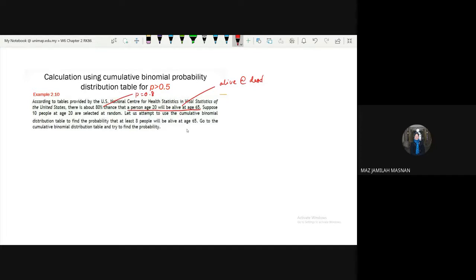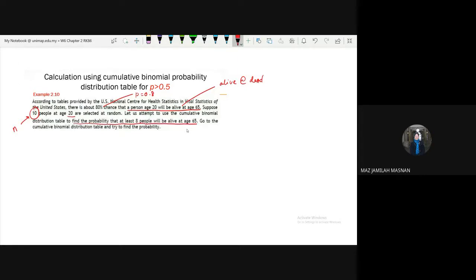Now, what else do we have in the question? Other than p of 0.8, we are talking about life and death, and suppose 10 people. This is your keyword: 10 people at the age of 20 are selected at random. That means n is 10. So what is the question? Find the probability that at least 8 people will be alive at age 65.